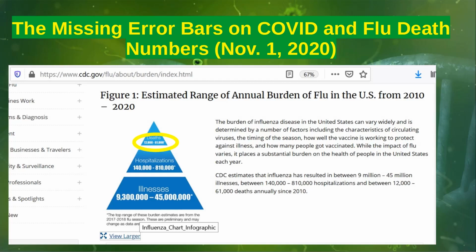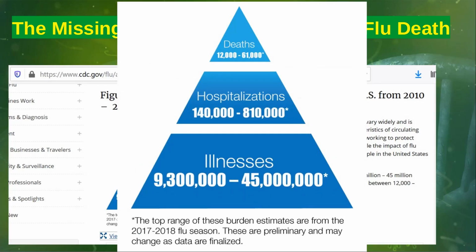This model, like any model, has substantial errors. In fact, here we see they give a range of deaths from 12,000 to 61,000 annual deaths due to the flu. It's a model. Let's go a little bit further. Here it is again. Deaths, 12,000 to 61,000. There's a little footnote. It says the top range of these burden estimates are from the 2017 to 2018 flu season, and they are preliminary and may change as data are finalized, even though that season was at least 2 years ago.